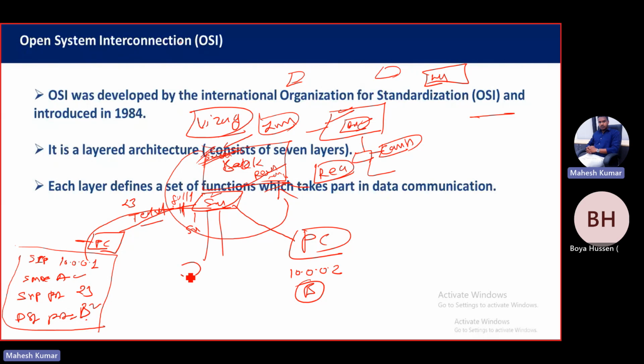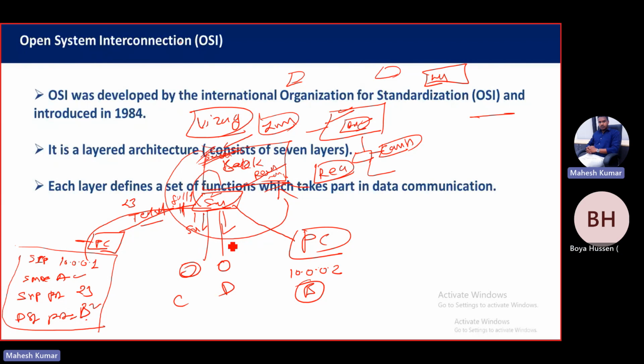Let's suppose there are multiple PCs connected: this is B, this is C, and this is D. When the switch doesn't know about this destination MAC address, what will the switch do? The switch will do broadcasting. The switch will send the packet to B, also to C, and also to D.